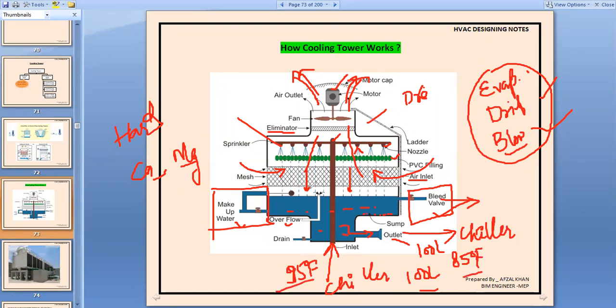Now, does anyone have any questions on the working of the cooling tower? You can ask. Just let me know if you understood. This is a continuous process, right? Every component is working independently. Exactly. If the chiller is working, this will be working too. If the chiller is working for 10 hours, this cooling tower will be working for 10 hours.